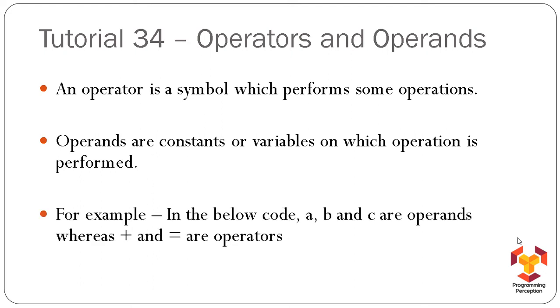operations. Now for example, in the below code, A, B and C are operands, whereas plus and equal to are operators. Now clearly you can see here plus is the operation which is being performed on A and B, and the result of A and B is again performed to be assigned in C variable. So there are basically two operators, plus and equal to, and three operands A, B and C.